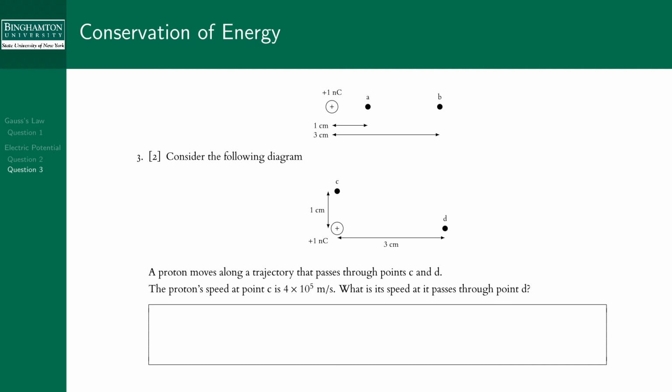Now, my final question here is to consider a slightly different situation, position C and D. You can see how C and D relate to the original A and B in question 2. Now, a proton is going to start at position C, moving at 4 times 10 to the 5 meters per second. It's going to follow a curved trajectory. It's going to end up at position D, and we want to calculate that new velocity.